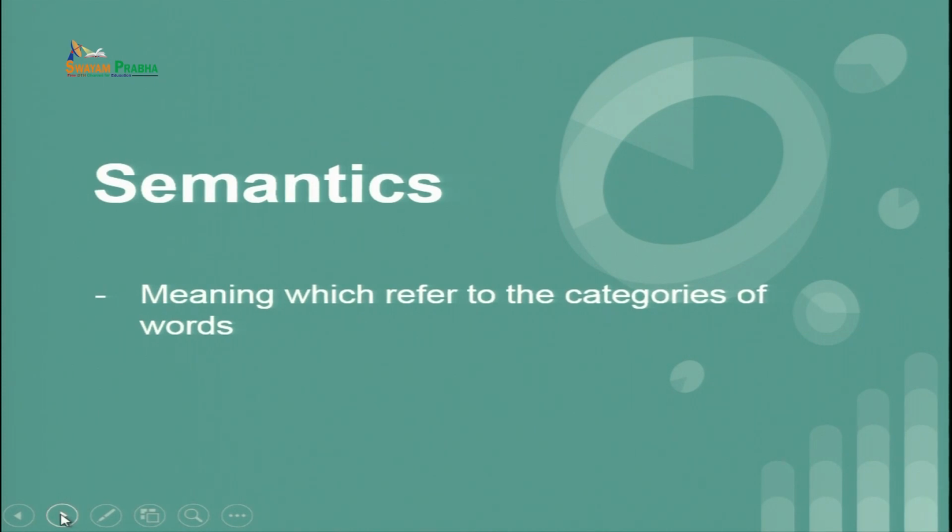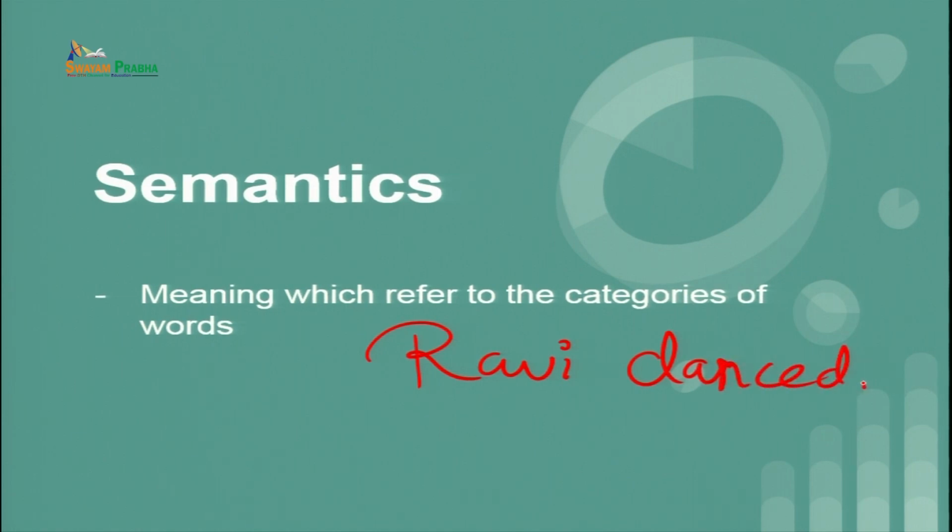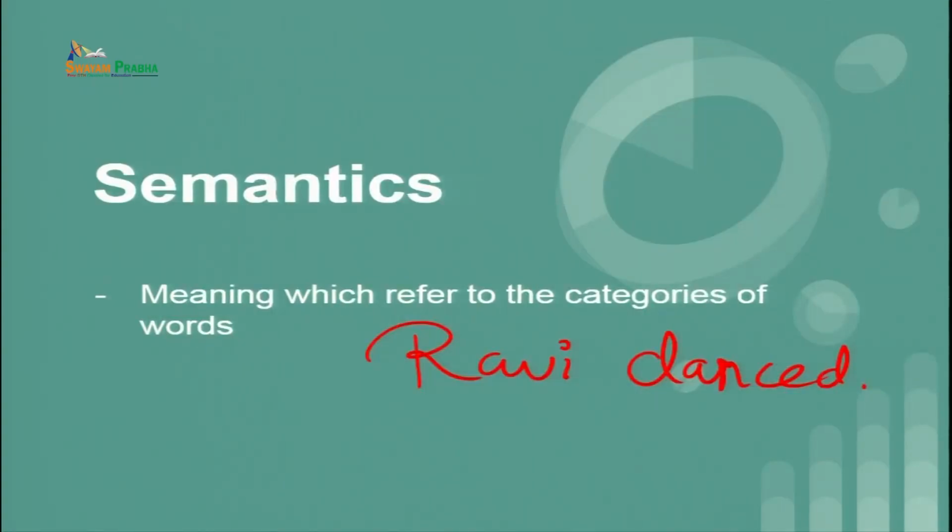Semantics is where we refer to the meaning that is derived from the categories of words. For example, if I say Ravi danced. Now, look at this sentence. My first question to you here is, do you think it is a complete sentence? If yes, then how? Do you think that I have just put Ravi and danced side by side and the sentence has just been made up? I do not think so.